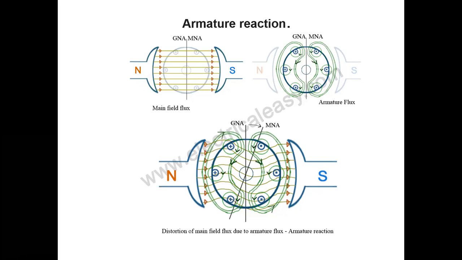When the generator is loaded, current flows in the armature winding. The armature current produces armature flux. This is the flux due to armature current alone, with the main poles unexcited. According to Fleming's right-hand rule, the direction of current in the conductor lying under the N pole is downwards.